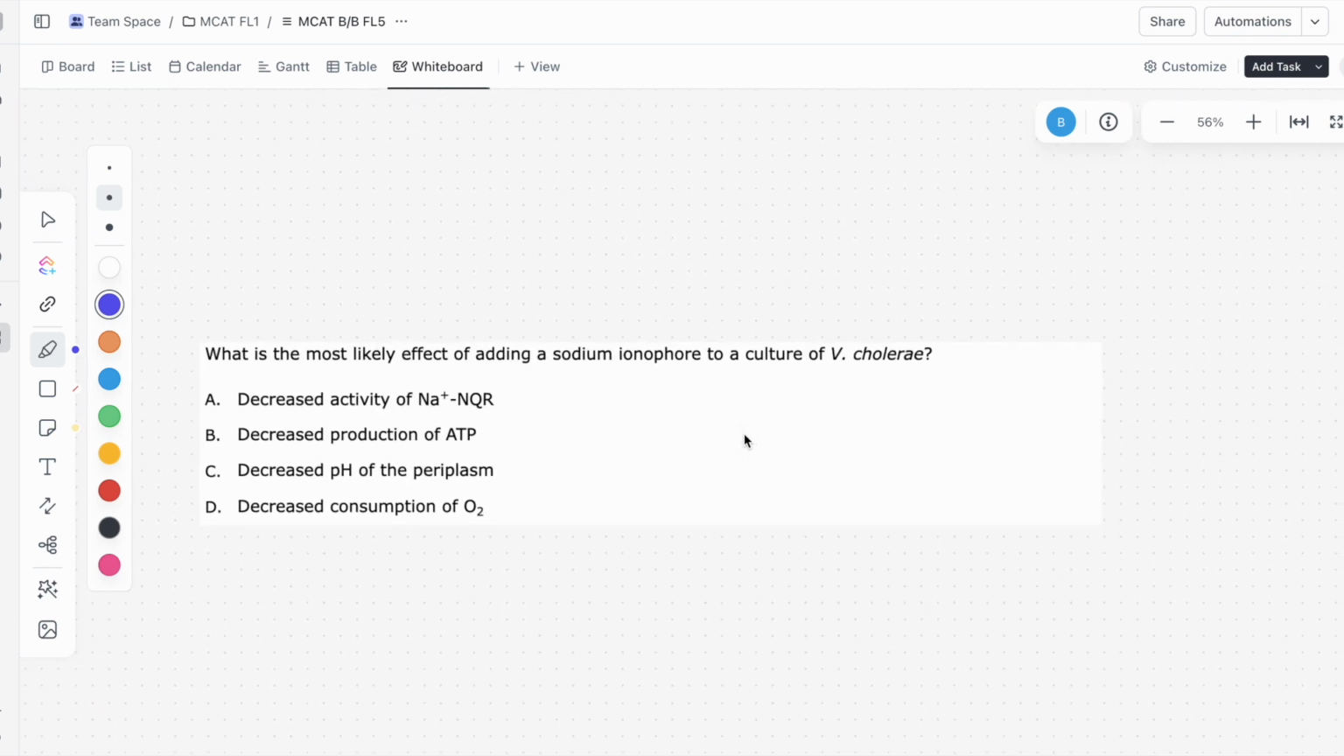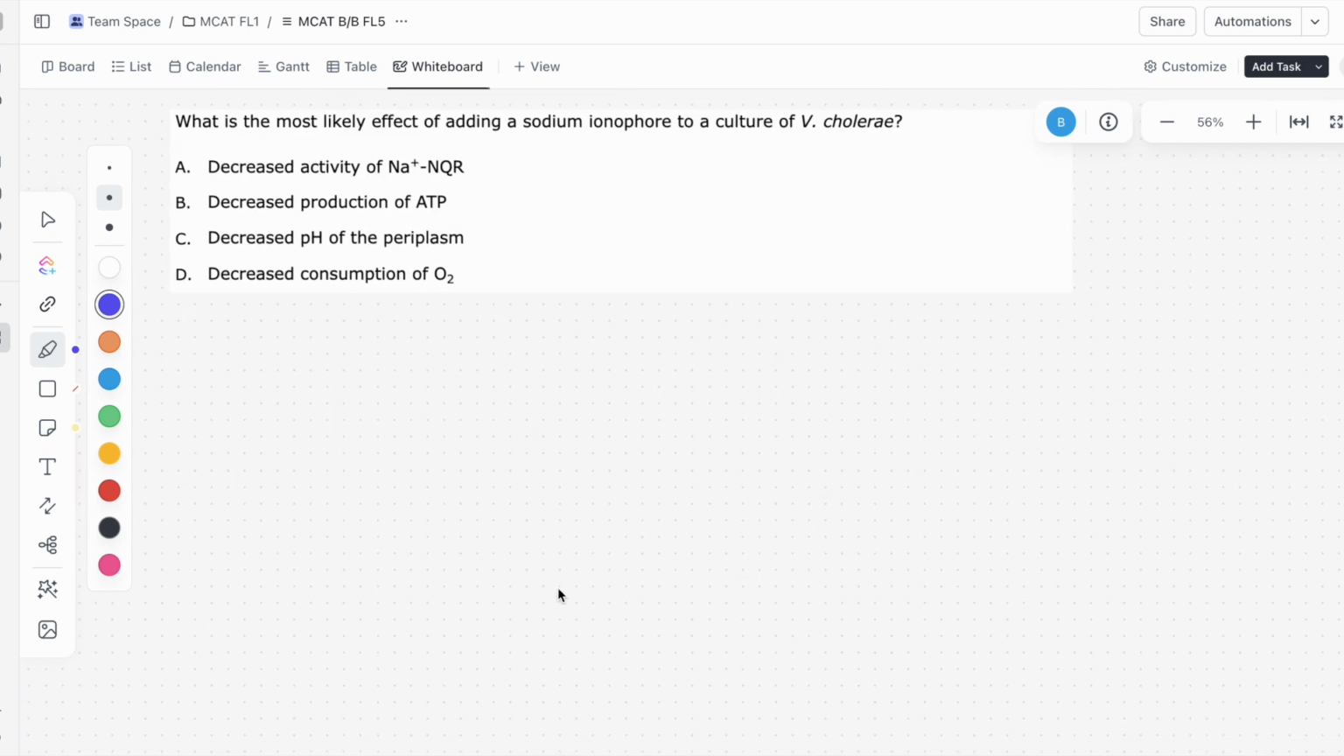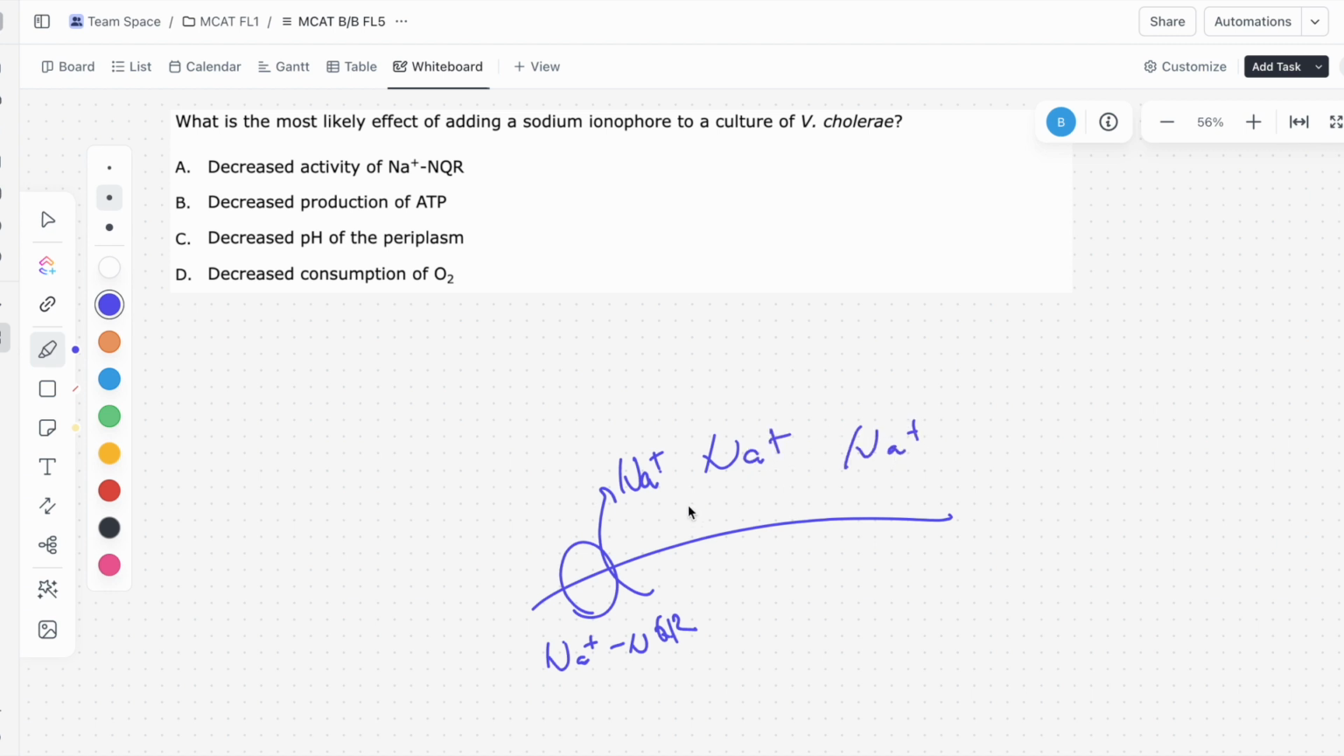What is the most likely effect of adding this sodium ionophore to a culture of V. cholerae? Let's illustrate what we have going on here. We have this membrane, and we have the Na plus NQR, and it's working really hard to pump Na plus onto this outside area here. And so there's a lot of Na plus here, okay? And similar to the protons, this Na plus likes to go down its concentration gradient.